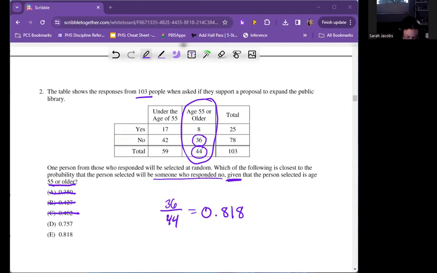When I pop that in my calculator, I get 0.818. That's one of our answers. That's lovely. So again, given sets your denominator. And then someone who responded no, within that group, is what sets your numerator.